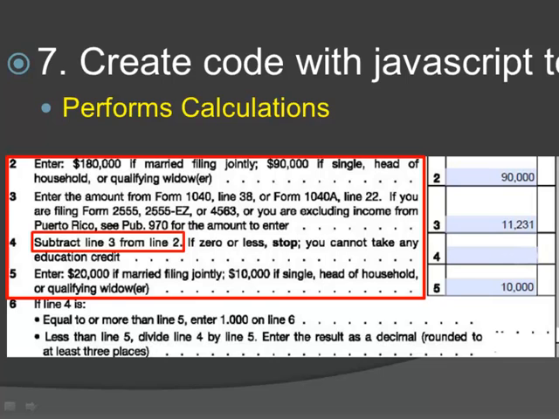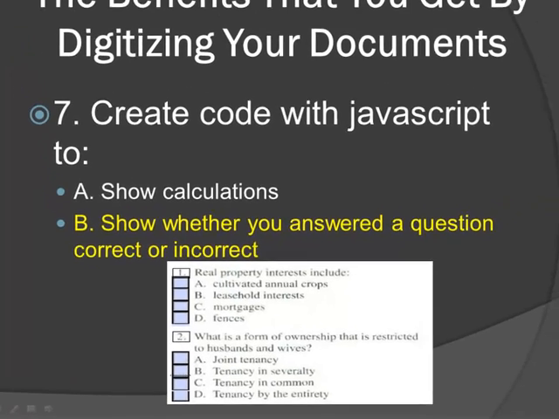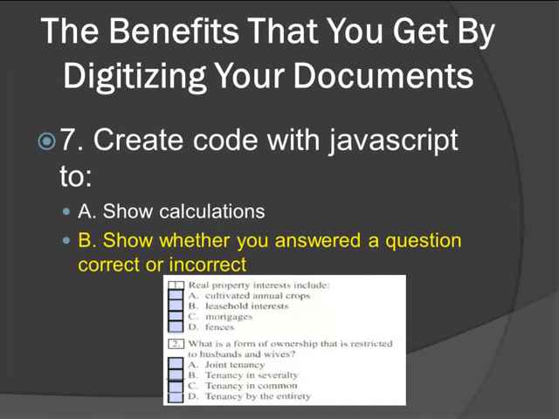So now we're going to perform a subtraction. We're going to take away line 3 from line 2, which in this column right here, the answer is 78,769. So we would go behind the scenes, put the JavaScript in, so you can perform the calculations that are necessary.